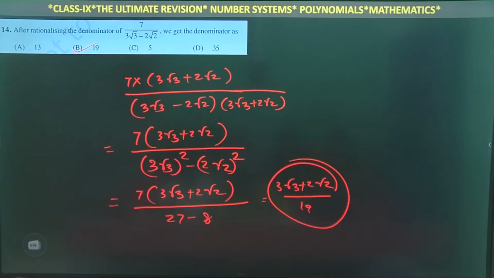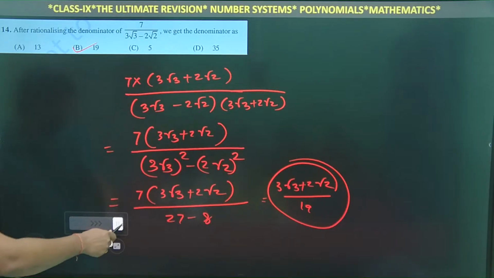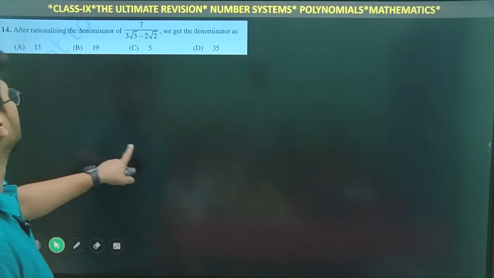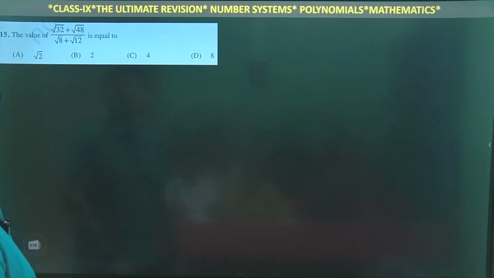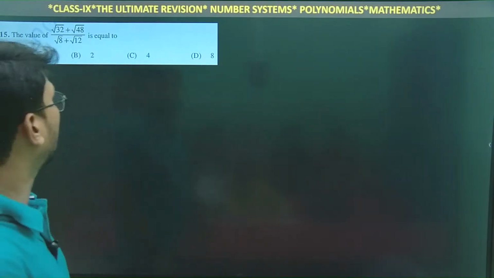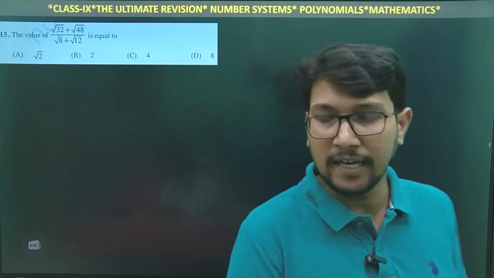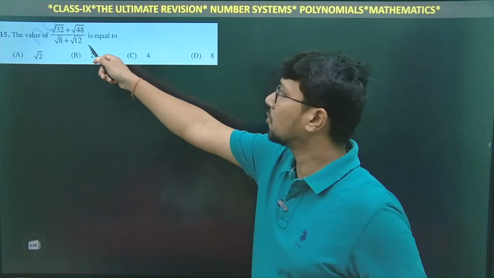Okay, we'll move to the next question. Completed? Completed na everyone? Next. Right, chalo, next question. Next question check karo. Root 3 plus root 48 by root 8 plus root 12.